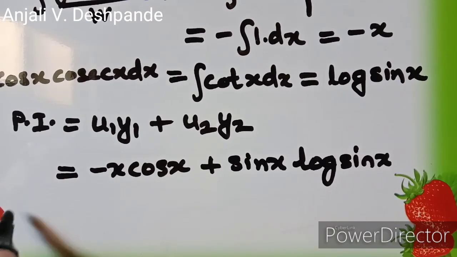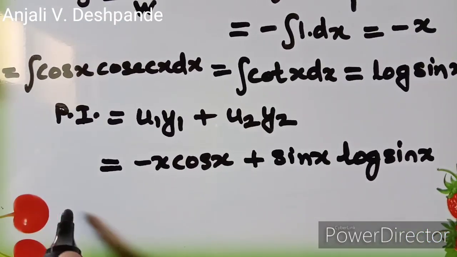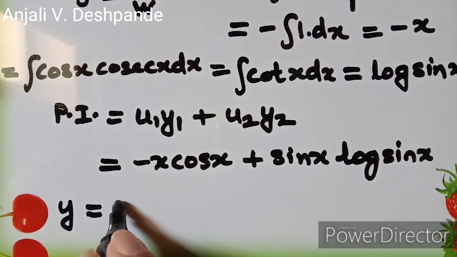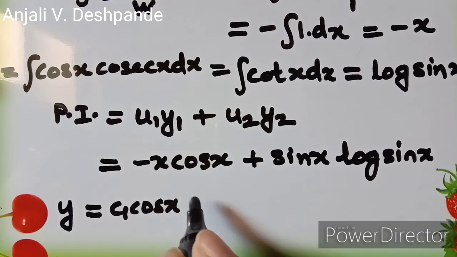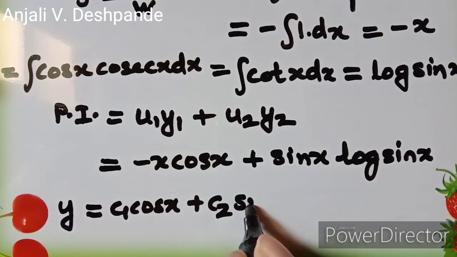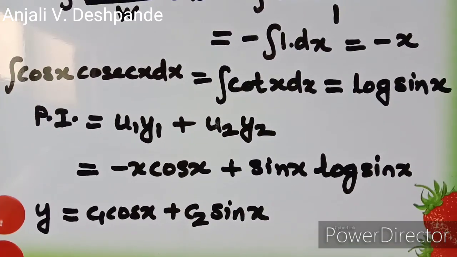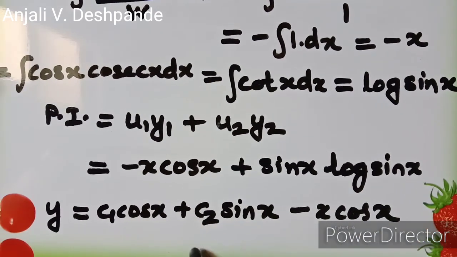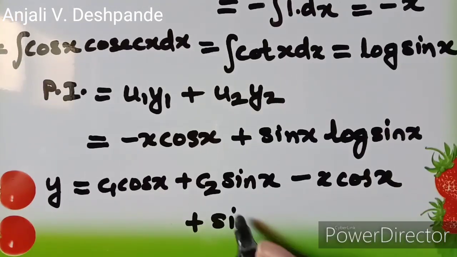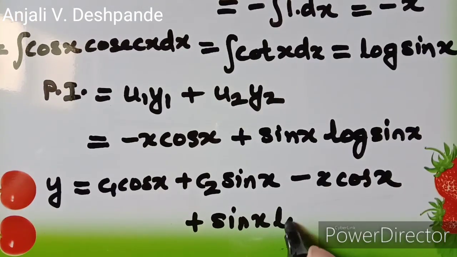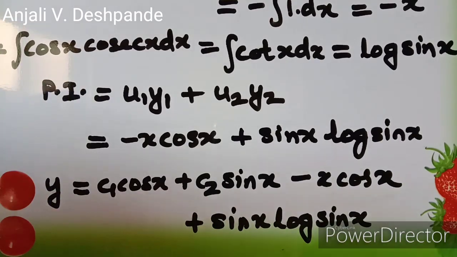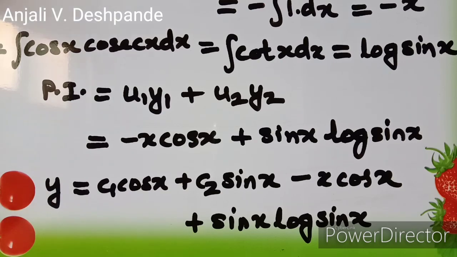Therefore the complete solution is given by y is equal to the CF, C1 cos x plus C2 sin x, minus x cos x plus sin x into log sin x. So this is how we have solved the sum by making use of the method of variation of parameters.